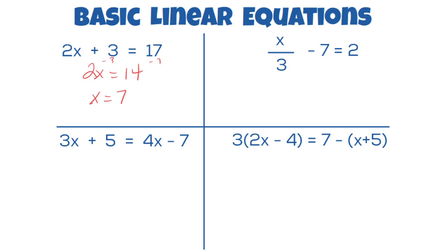Let's add 7 to the other side. And then we're going to undo that division by multiplying by the 3 on both sides. All right, so then you get x equals 27.